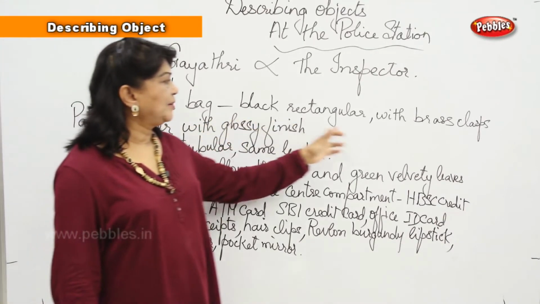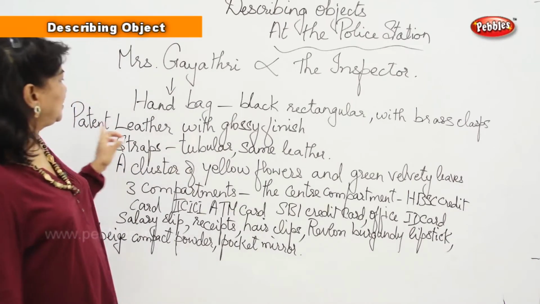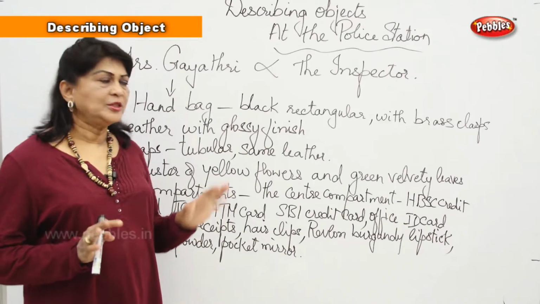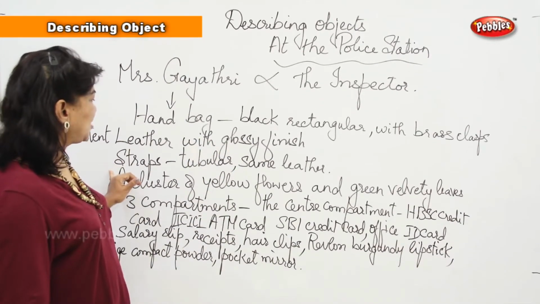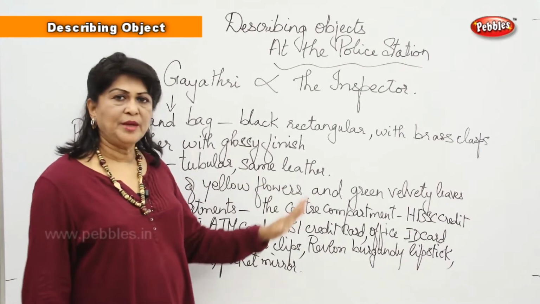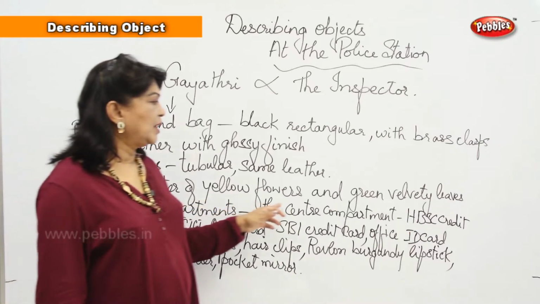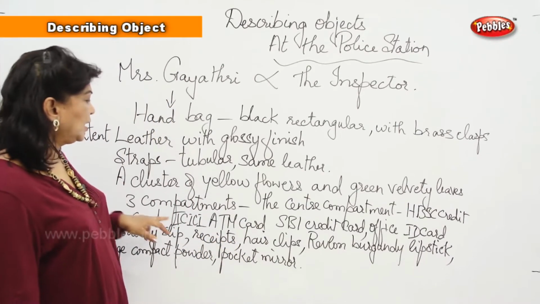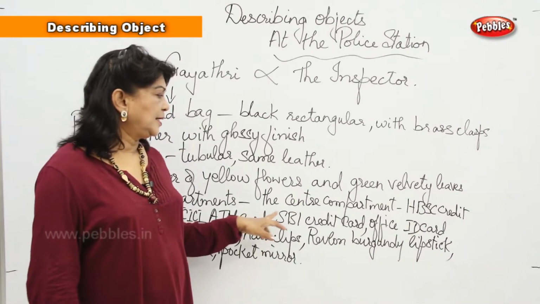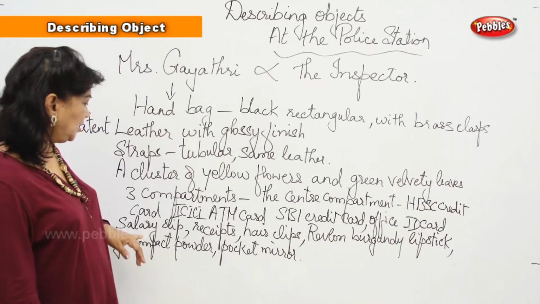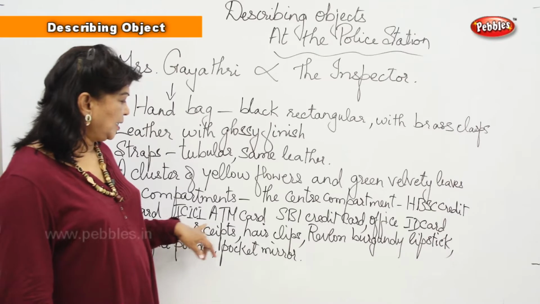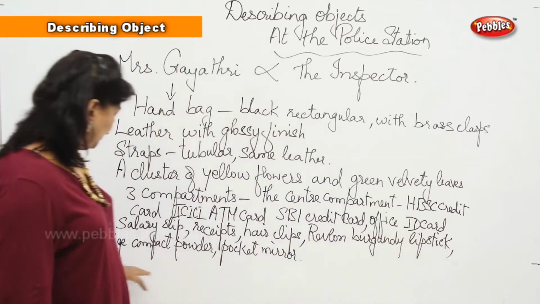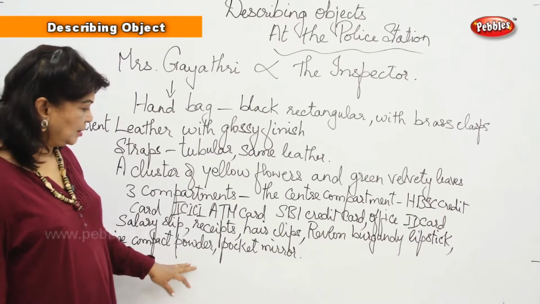See, handbag, black rectangular with brass clasps. Then it's made of patent leather with glossy finish. Some may have a very rough finish, some may have a glossy finish. Then straps, tubular, made of the same leather. A cluster of yellow flowers and green velvety leaves on the outside. Three compartments it has inside. The center compartment contains the HSBC credit card, ICICI ATM card, SBI State Bank of India credit card, office ID card, beige compact powder and pocket mirror.